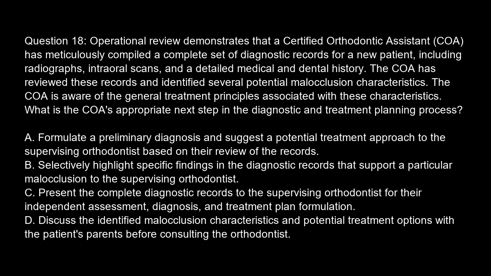Option A. Formulate a preliminary diagnosis and suggest a potential treatment approach to the supervising orthodontist based on their review of the records. Option B. Selectively highlight specific findings in the diagnostic records that support a particular malocclusion to the supervising orthodontist. Option C. Present the complete diagnostic records to the supervising orthodontist for their independent assessment, diagnosis, and treatment plan formulation. Option D. Discuss the identified malocclusion characteristics and potential treatment options with the patient's parents before consulting the orthodontist.